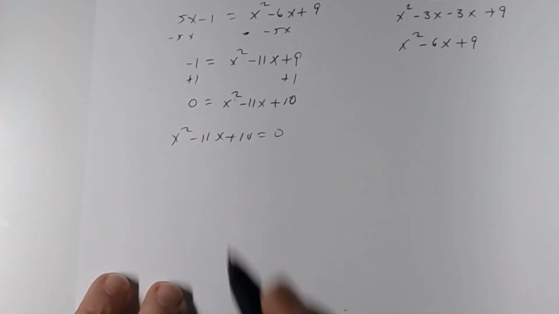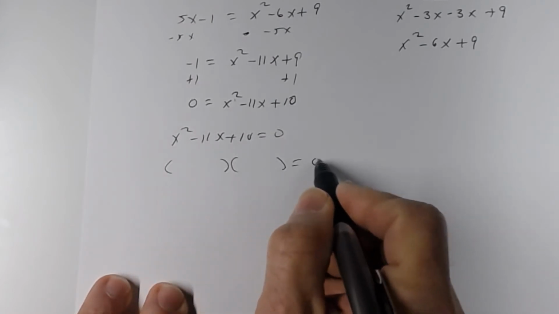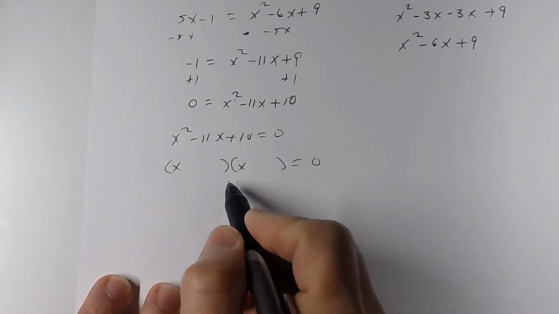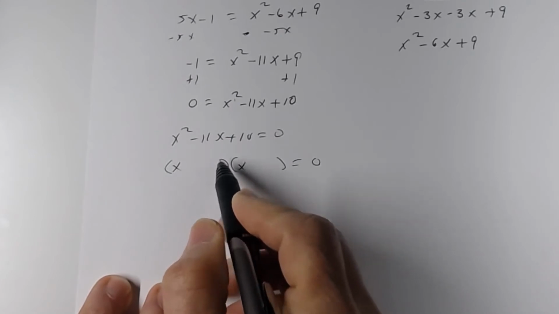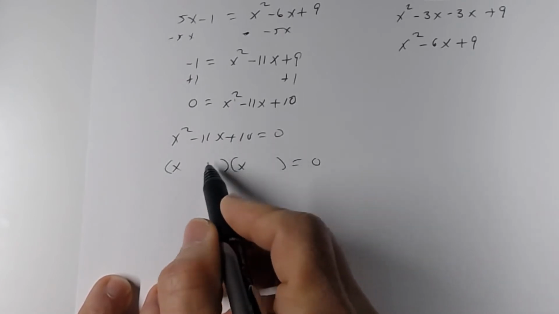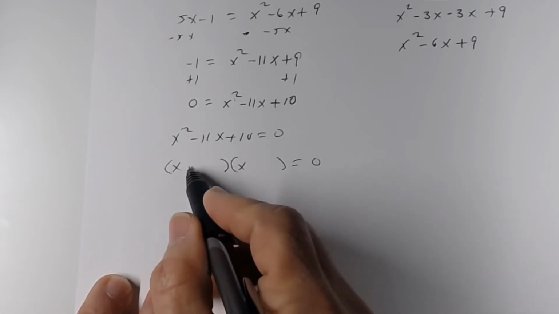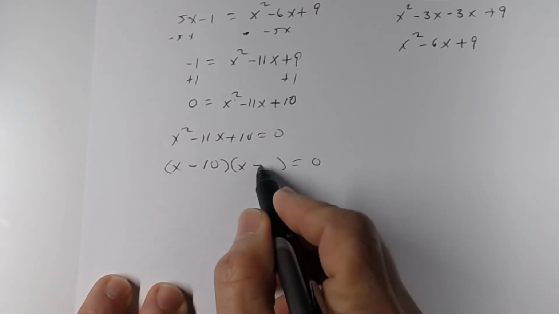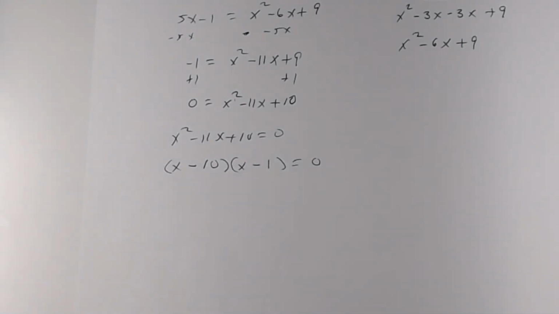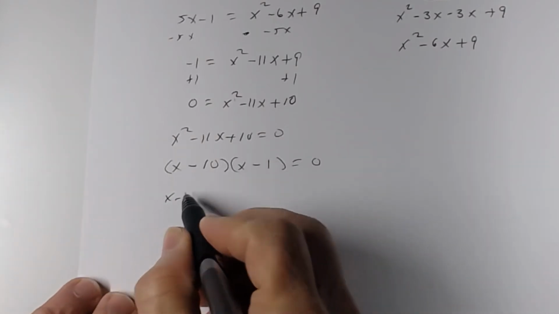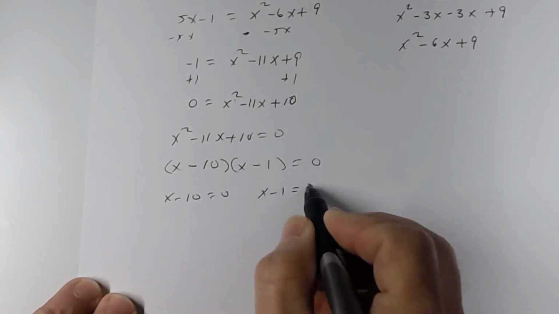Okay, now let's factor. When I factor this, what are my factors? The last sign's positive, so these signs have to be the same. They both have to be negative. What do you think it is? 10 and 1. So x minus 10, x minus 1. And then on your first worksheet or your second worksheet, what was the next step you did there? Set each one equal to 0. So you use the zero factor property. So I get x minus 10 equals 0, x minus 1 equals 0.